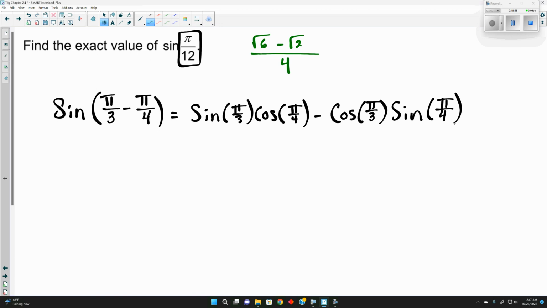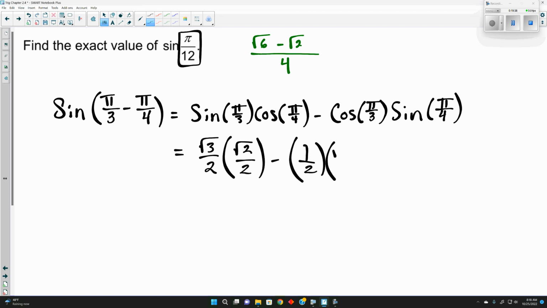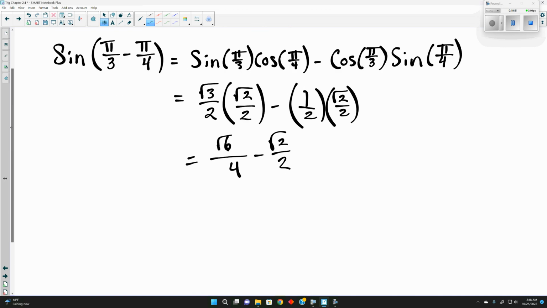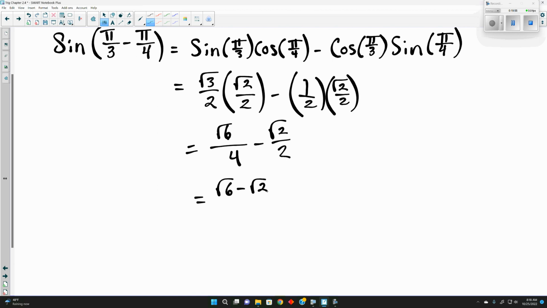And luckily this time I did get the angles correct. Sine of pi over 3 is square root of 3 over 2. Cosine of pi over 4 is square root of 2 over 2, minus cosine of pi over 3, which is 1/2, times sine of pi over 4, square root of 2 over 2. If we multiply these together, we get square root of 6 over 4 minus square root of 2 over 4, which does indeed give us square root of 6 minus square root of 2 over 4.